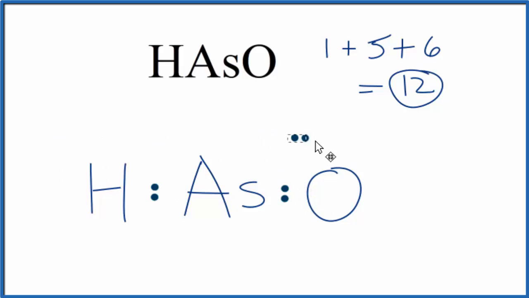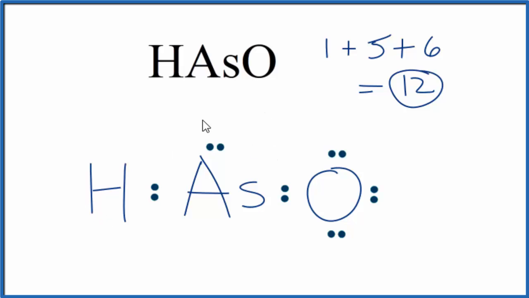Then let's complete the octet on the oxygen atom here. At this point, we'll have used 10, so we'll only have 2 more. And we'll put those 2 on the central arsenic there. So we have a complete octet for oxygen. It has 8. Hydrogen, that has 2, but it only needs 2.